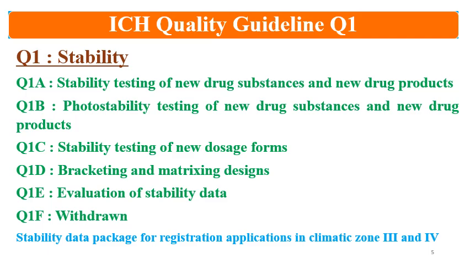Q1C is for stability testing of new dosage forms. Q1D deals with bracketing and matrixing designs. So this Q1D is for reducing the stability samples. Q1E is evaluation of stability data, and Q1F is the withdrawal guideline.